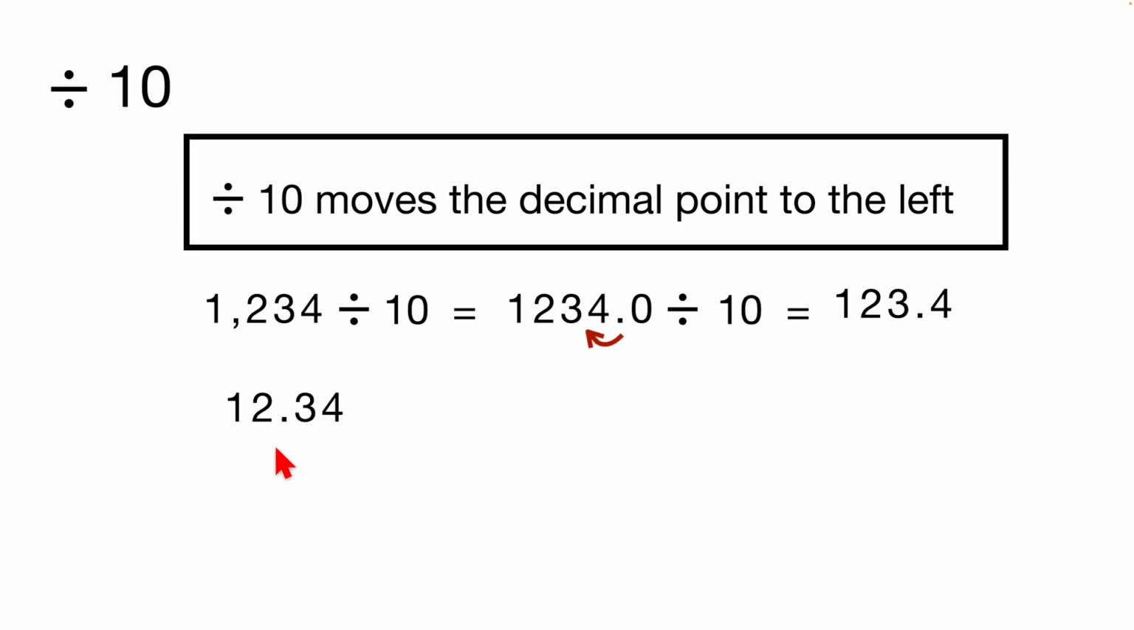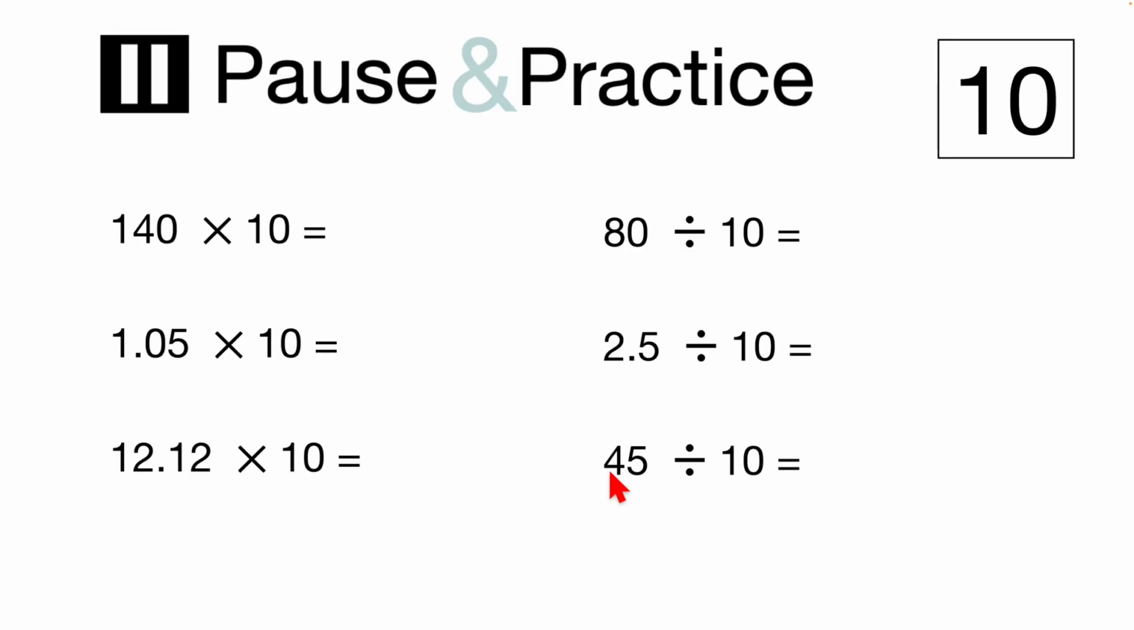If we've got a decimal, well, there's already a decimal point there. So 12.34 divided by 10, we'll just move that decimal point and we get 1.234. This is an essential skill for when you're doing papers which don't allow you to use a calculator. So now here's your opportunity to demonstrate your skills. I'll give you the answers in a moment.